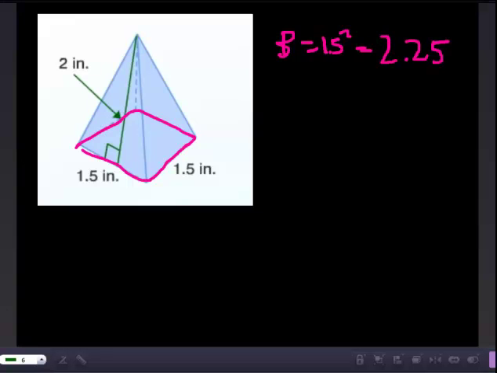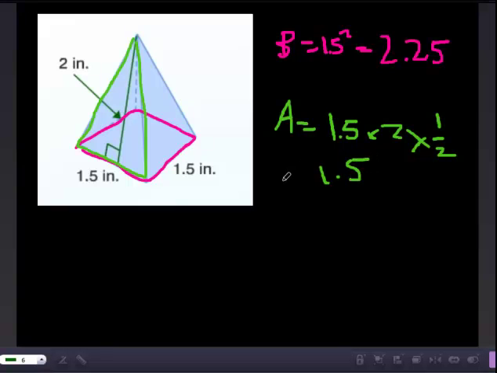Then we would need to take apart the sides of it. So you look at the triangles here. So the area of that would be 1.5, which is the base, times 2 times a half, because it is a triangle, and that would end up giving you 1.5. So the area of one of these would be 1.5, but there are one side, two sides, the back three, the side four. So there are 4 sides. So it would be 6.